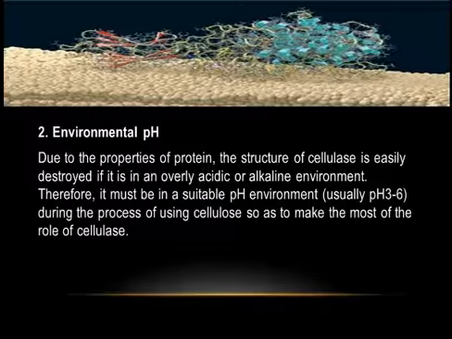2. Environmental pH. Due to the properties of protein, the structure of cellulase is easily destroyed if it is in an overly acidic or alkaline environment. Therefore, it must be in a suitable pH environment, usually pH 3-6, during the process of using cellulase, so as to make the most of the role of cellulase.